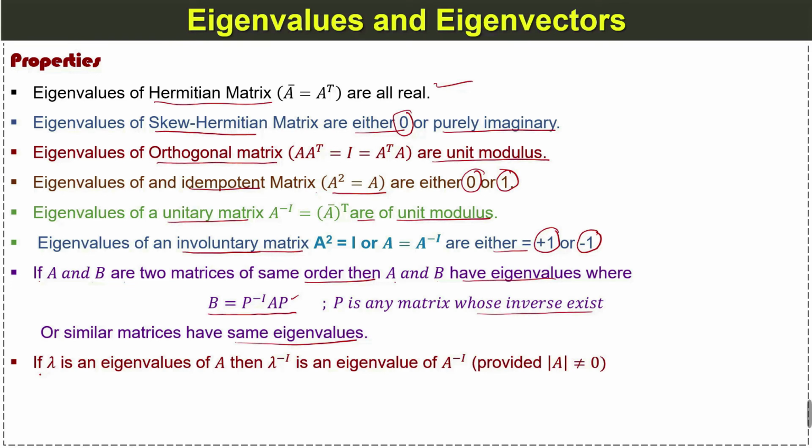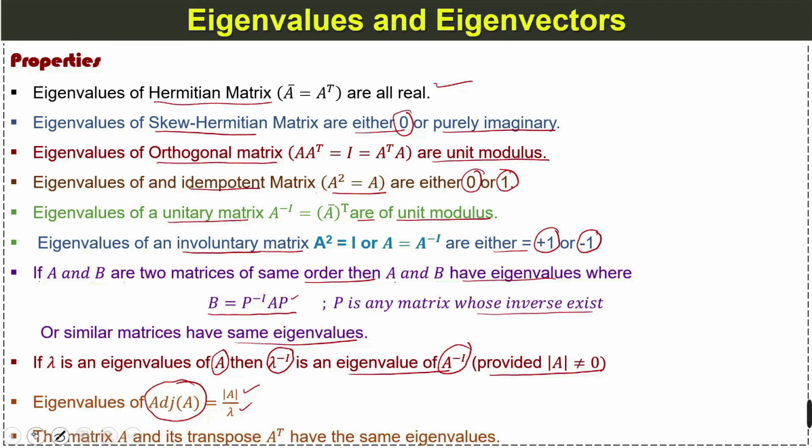Next, if lambda is an eigenvalue of the matrix A, then 1 by lambda is an eigenvalue of the inverse matrix, provided that the determinant of the matrix is not equal to 0. Next, the eigenvalues of the adjoint of A are the determinant divided by the eigenvalue. Next, the matrix A and its transpose have the same eigenvalues.